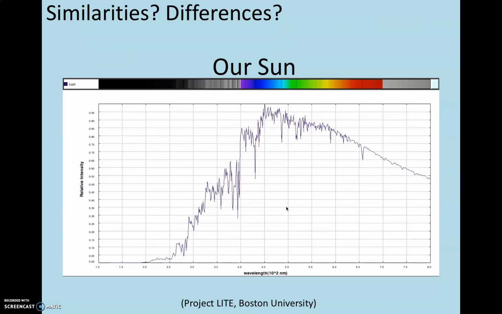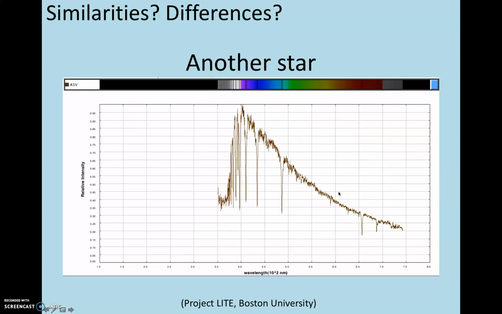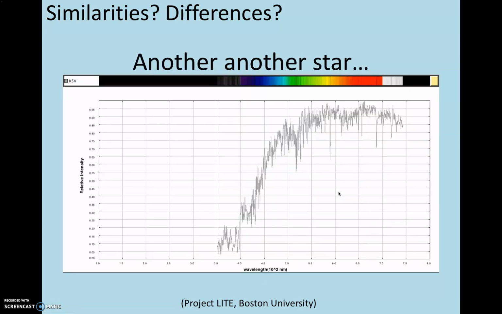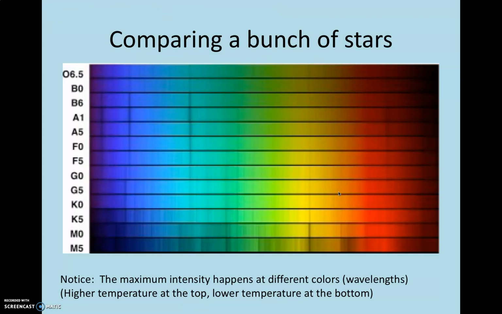So here's our sun spectrum. It's pretty cool. We have both the visual representation of the different colors that we see and the intensity spectrum. Here's another star. Here's a bunch of different stars. You can see that they all have some similarities, but they all have some differences. Kind of hard to really understand what's happening here.